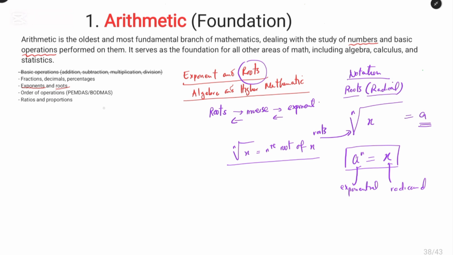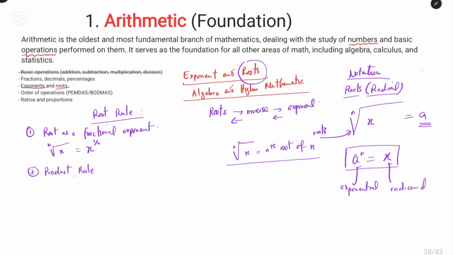We will also look at the root rules. First, we can summarize the root as a fractional exponent, where the nth root of x will be equal to x raised to the power 1 on n. Second, we have the product rule. In this product rule, we have x and y, and the nth root of xy equals the nth root of x times the nth root of y.